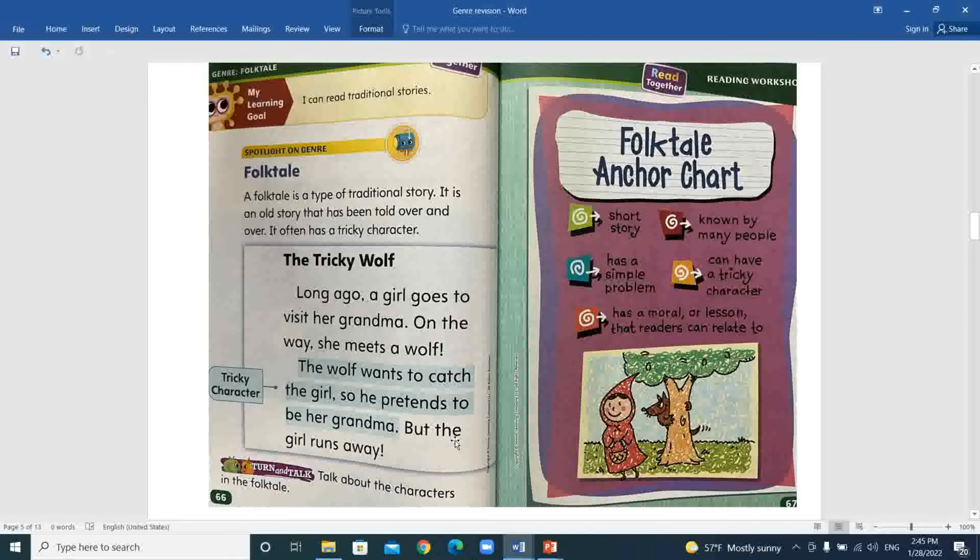So again, a folktale is an old story. It has been told over and over again, usually by word of mouth. That means people used to tell each other, the children, these stories by mouth, because they didn't have books at that time, maybe. And there's usually a tricky character. What are some things that you should know about a folktale? It's a short story. It might have a problem. It might have a lesson or a moral. Many people know it because this has been told for many, many years. So a lot of people know the story. And it has a tricky character.